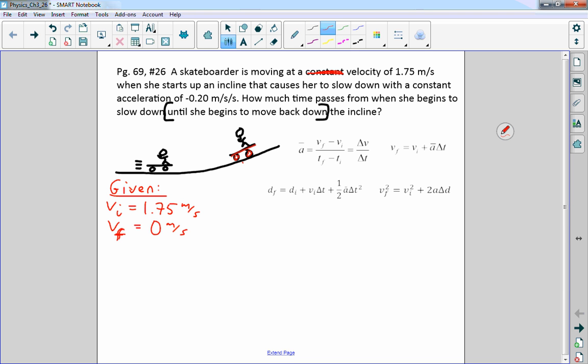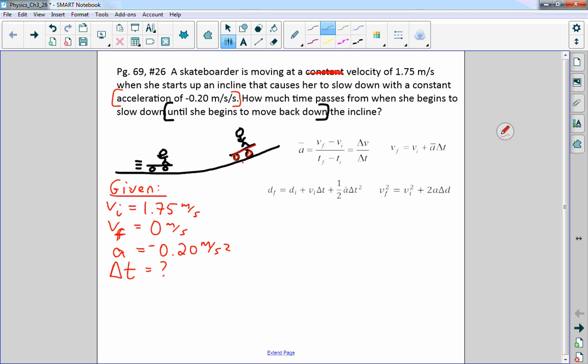And then they tell us the acceleration, and this time they're nice and they actually put the negative sign in front. Sometimes they just say it slows down at a rate of, and you have to figure out for yourself whether it should be negative or positive. But this time they give you the negative sign. And we are looking for time. They don't give us any distances in this problem.